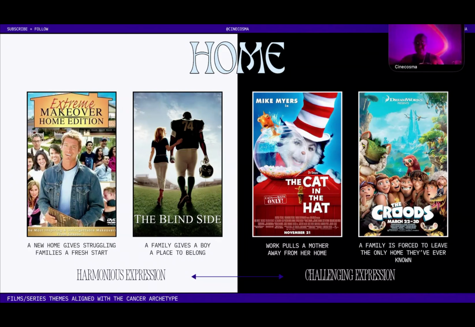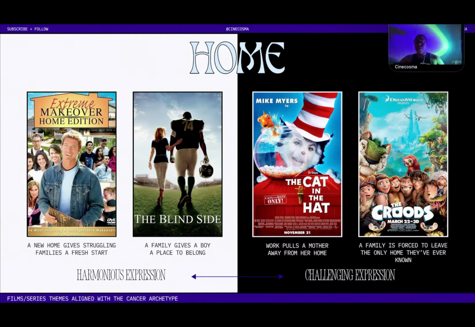So for starters, we have The Cat in the Hat. Completely different vibe from The Blind Side, completely different vibe from Extreme Makeover Home Edition. But again, like I said, genre doesn't matter. Aesthetics and visuals don't matter. What is the theme underneath? So for The Cat in the Hat, home is still the theme of it, even though it is literally chaotic on the surface, right? So essentially, The Cat in the Hat is about a work pulling a mother away from her home.